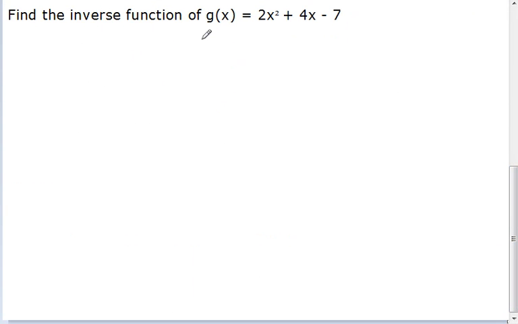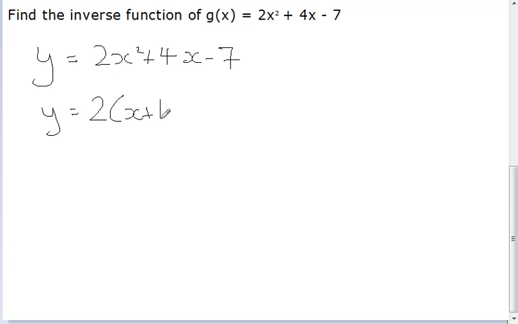So I've got find the inverse function of g of x, which equals 2x squared plus 4x minus 7. And again, I'm going to start by writing y equals 2x squared plus 4x minus 7. Now, the only way to rearrange this to make x the subject of the formula is actually by completing the square to start off with. So I'm going to complete the square on this.